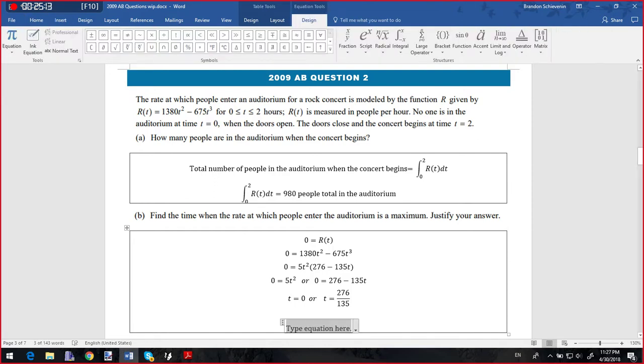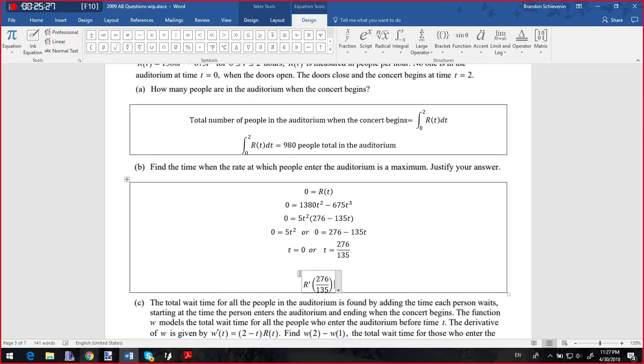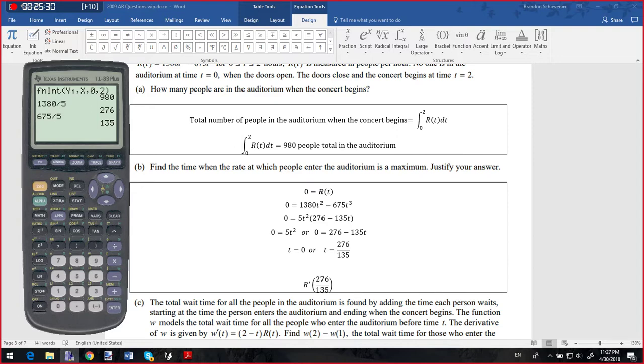So I could say my derivative of r at that point, 276 divided by 135, should tell me whether this is concave up or concave down. So let me do that really quick. I'm going to derive our function y1 in terms of x at the point 276 divided by 135. And I am negative.